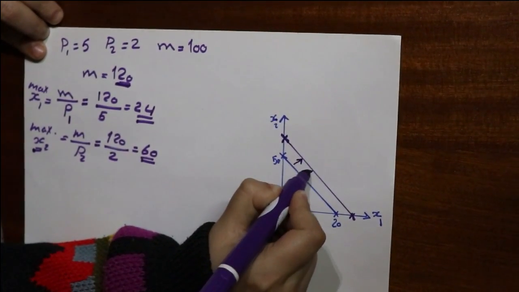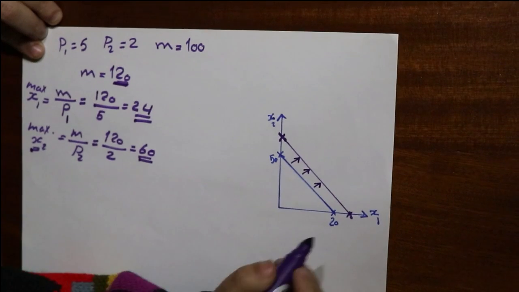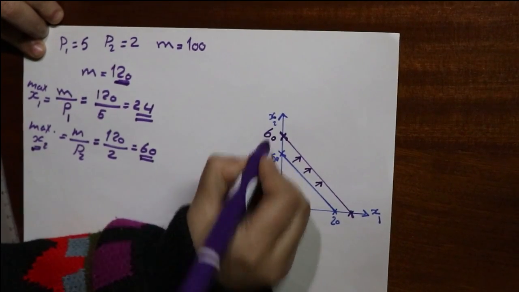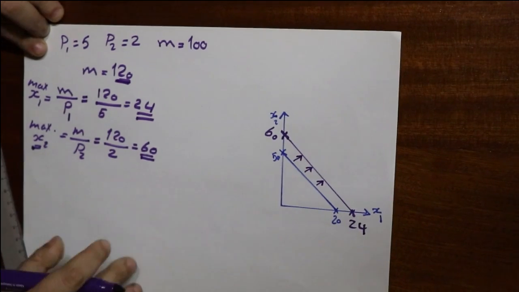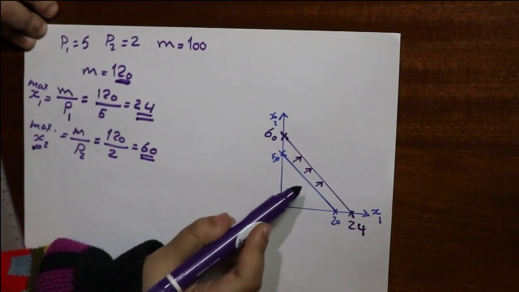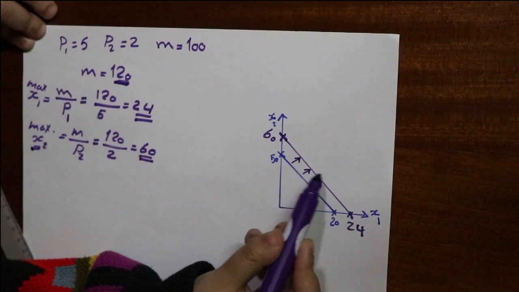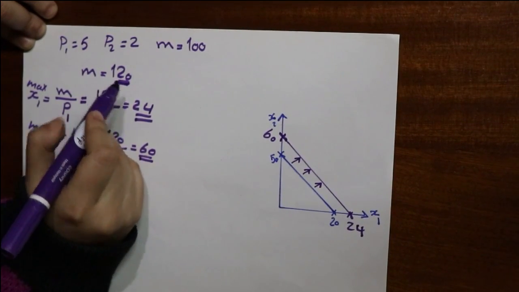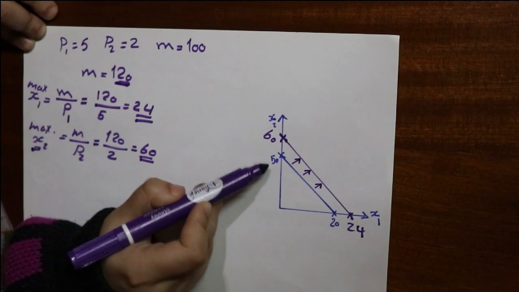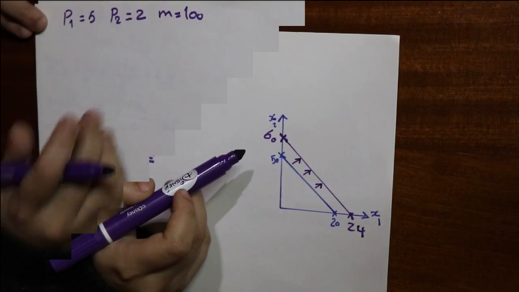Change in x2 from 50 to 60. Change in x1 from 20 to 24. So the budget line will shift to the right because of the change in money income and the change in the intercepts.